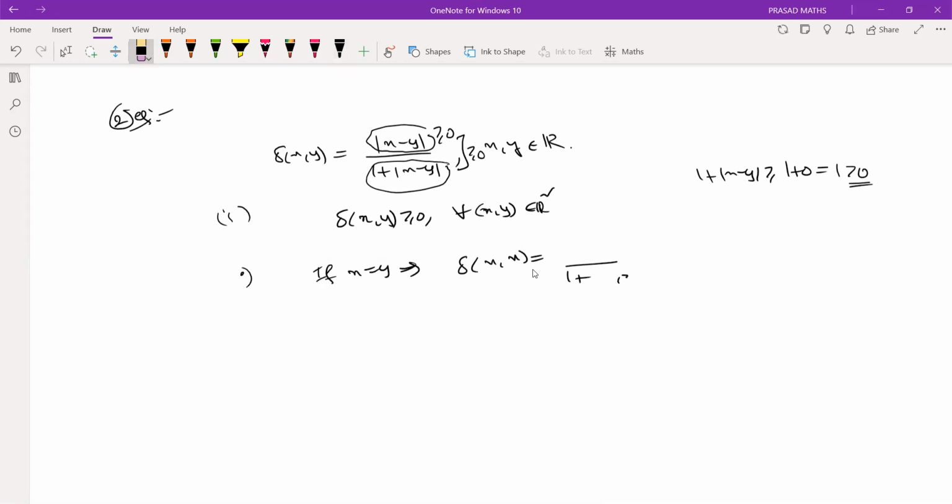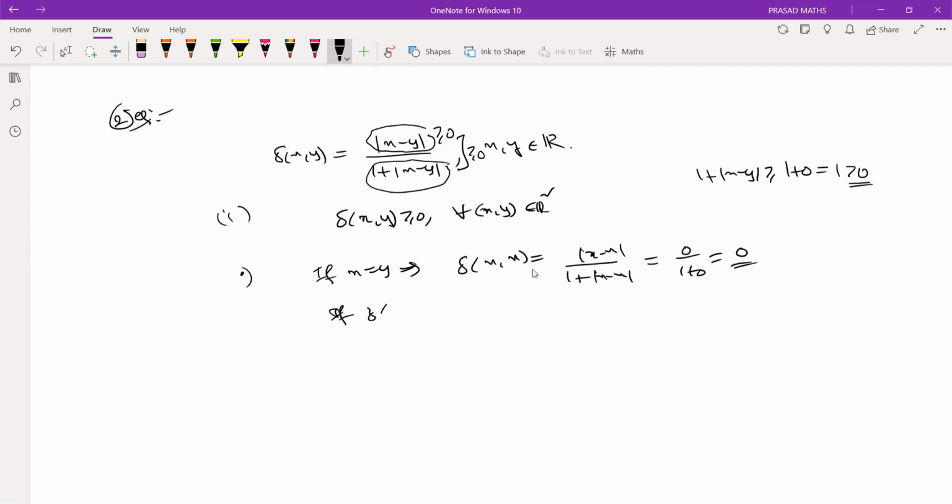What is d? That means mod of x minus x divided by 1 plus mod of x minus x, that is nothing but 0 by 1 plus 0, that is nothing but 0. Therefore, if x equals y, we have done it, right?